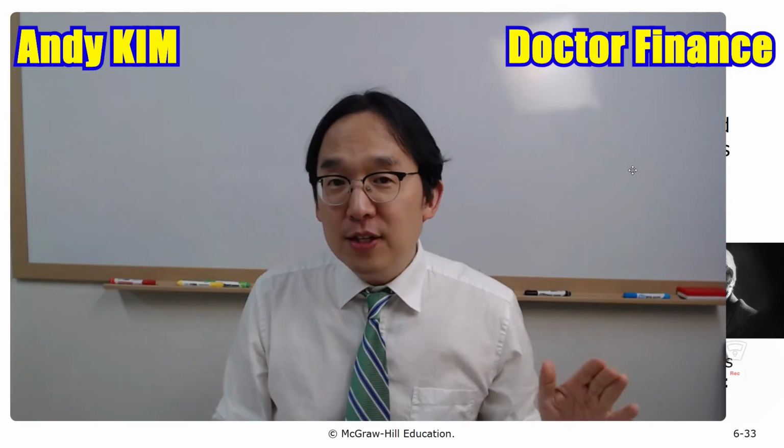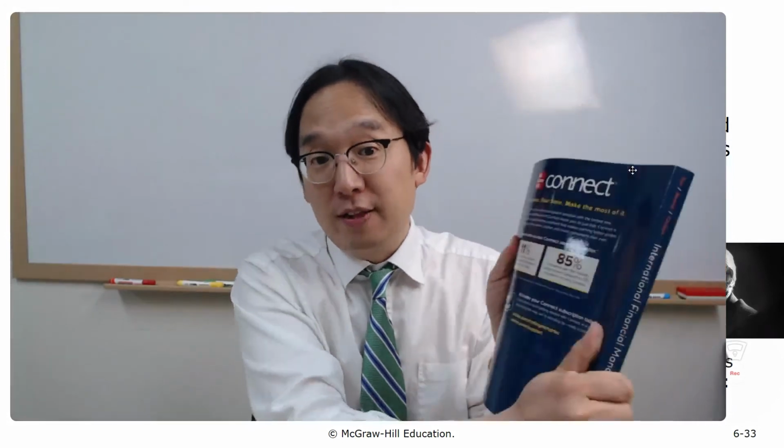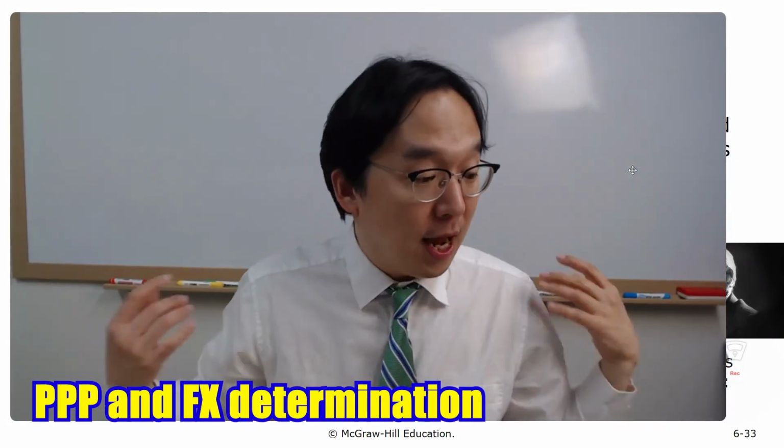Finance. This video we are going to discuss Appendix A of Chapter 6 in Eun, Resnick and Chuluun's International Financial Management, 9th edition. And this is about purchasing power parity and the exchange rate determination. Why do we need this appendix? Because international finance is heavily based on macroeconomics.